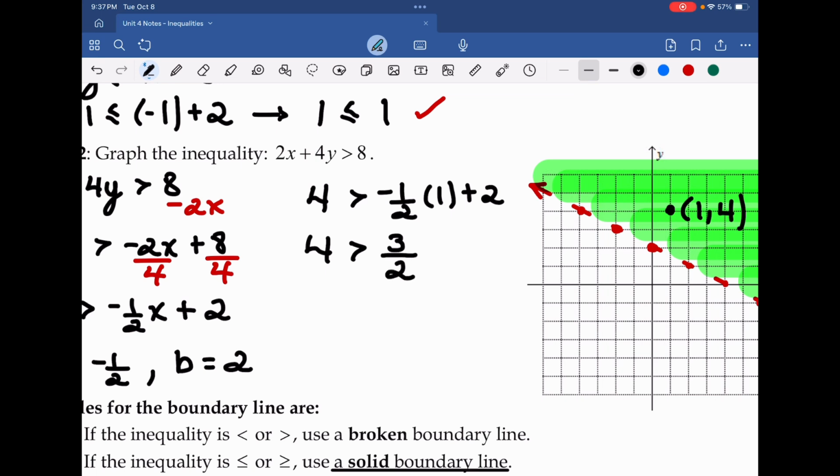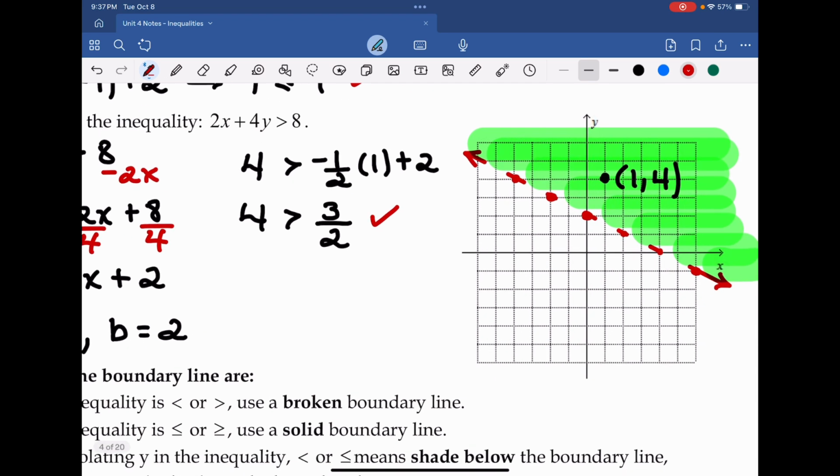Because 4, if I converted 3 over 2 to a decimal, it'd be 1.5. And so for this situation, 4 is definitely greater, and therefore this satisfies it. And we could even choose another point if we really wanted to. Why don't we choose something like negative 2 and 4?